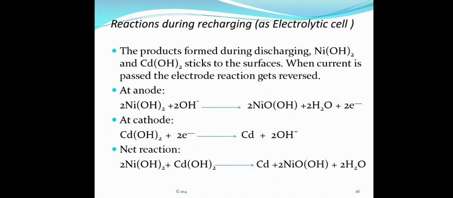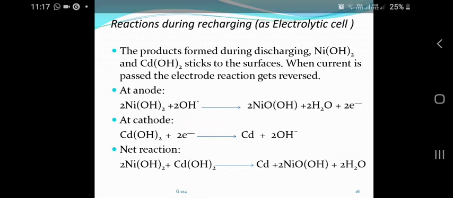Again you can discharge it, you can recharge. So that's why it is a storage cell. Are you able to follow?